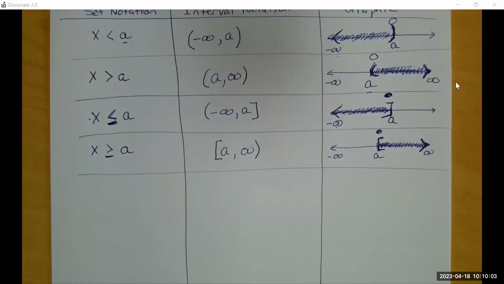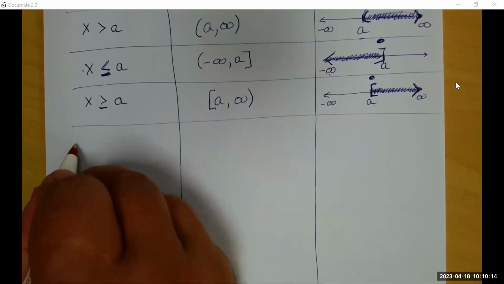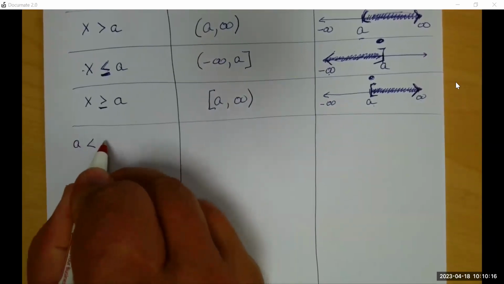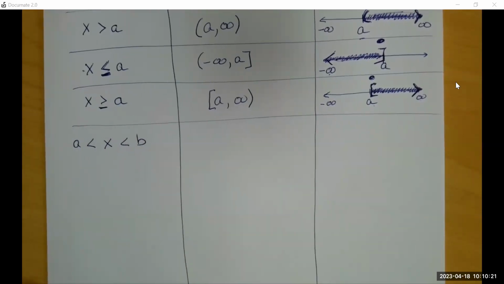So far, so good. We have two more sets of 4 things to go through. What if X was between 2 numbers, A and B?